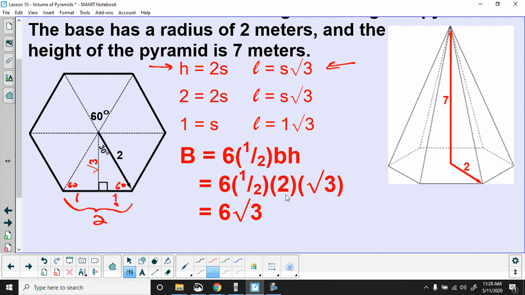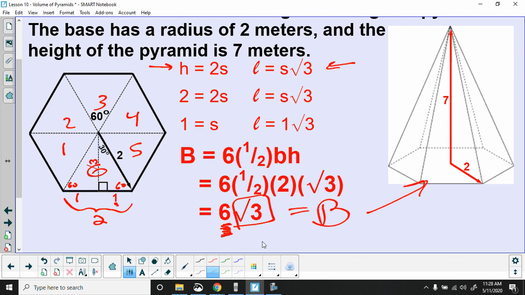So we would plug that in. Half times 2, root 3. Well, 2 times a half is, well, 1. So now we have root 3. And this 6 comes from the 6 triangles that are around for the hexagon. Okay, this root 3 ultimately serves as the area for one triangle. So now we have 6, so 6 root 3, and that is our base.